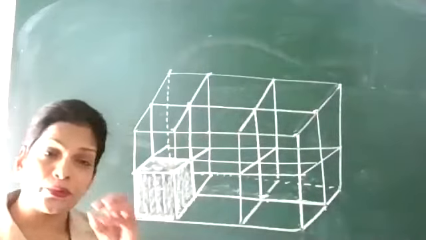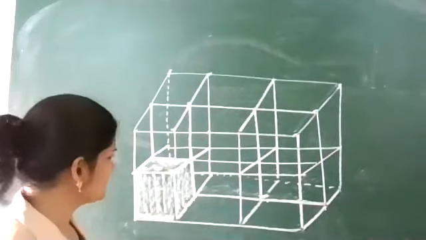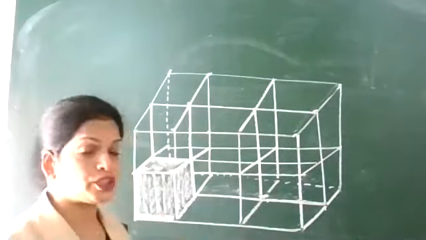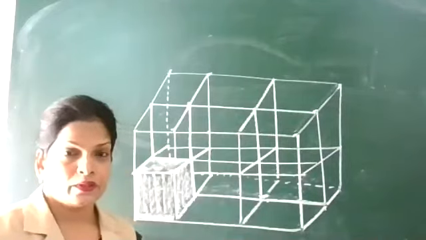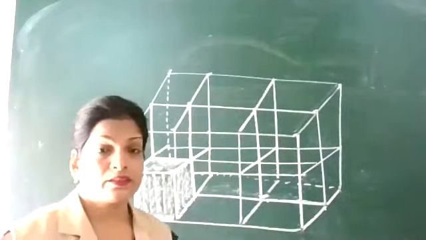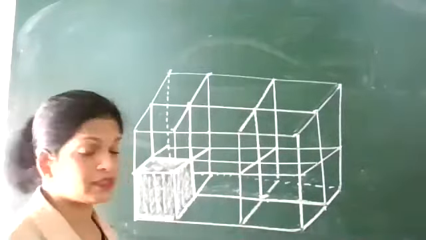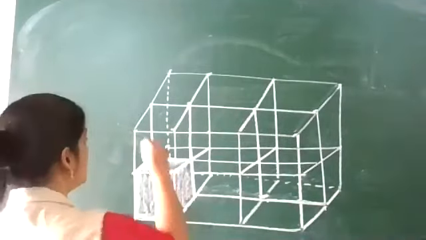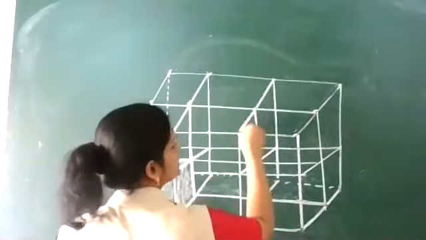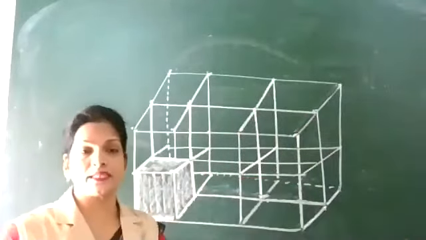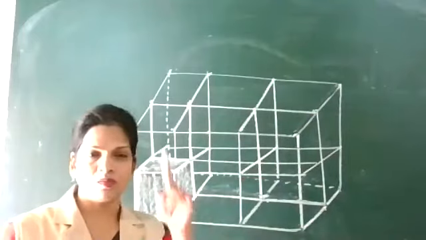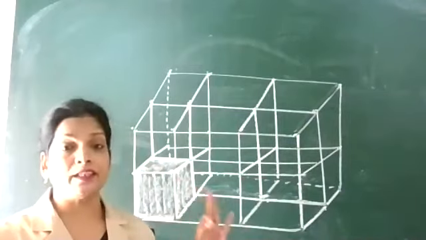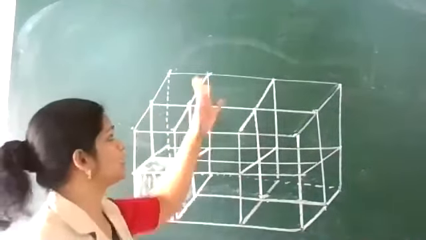So unit cell is the portion of the crystal lattice. The bigger one is called the crystal lattice, and the smaller portion is called the unit cell. What is a crystal lattice? A three-dimensional arrangement of points in space. Each point is called a lattice point. At this lattice point, you can see one atom or one particle or one molecule or one ion. That point is called a lattice point.